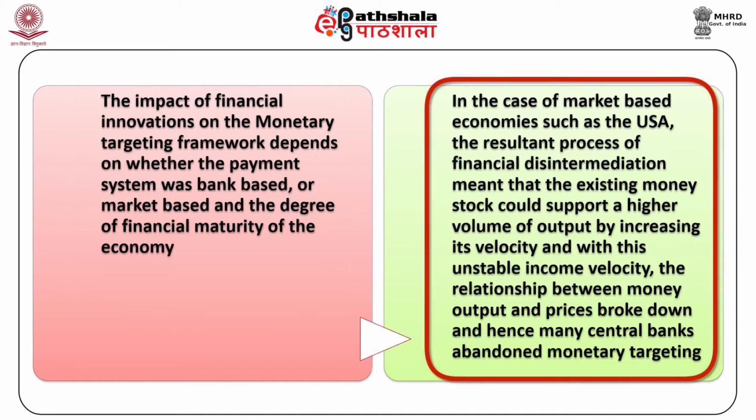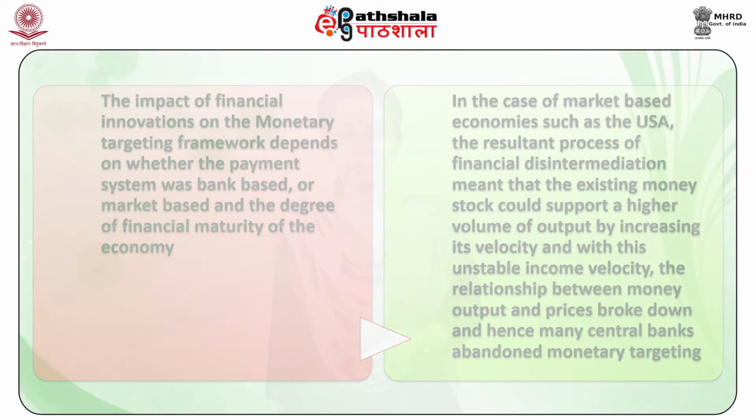In the case of market based economies such as the USA, the resultant process of financial disintermediation meant that the existing money stock could support a higher volume of output by increasing its velocity, and with this unstable income velocity, the relationship between money output and prices broke down, and hence many central banks abandoned monetary targeting. In the case of bank-based systems like those in France and Germany, innovations were often bank-driven, so they could persist with a variant of monetary targeting.